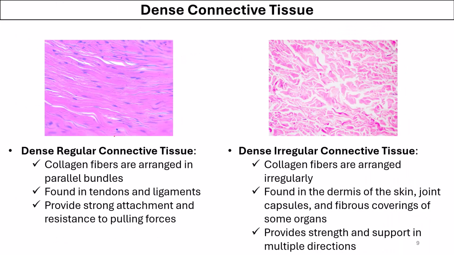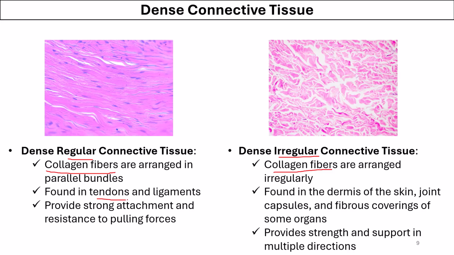Dense connective tissue is of two types, regular and irregular. As the name suggests, the regular would have a more regular arrangement or a parallel arrangement of collagen bundles in them, whereas in the irregular, the collagen fibers or the protein fibers will not be as properly arranged, and they will be more irregular in their arrangement.